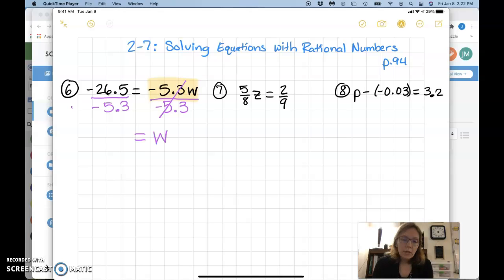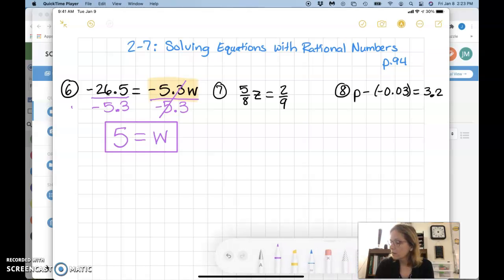And then I'm just going to divide negative 26.5 divided by negative 5.3. Now I know 2 negatives are going to equal a positive, so I'm just going to put 26.5 divided by 5.3 in my calculator. Hey, it comes out to an even 5. Okay, positive 5, that's it.